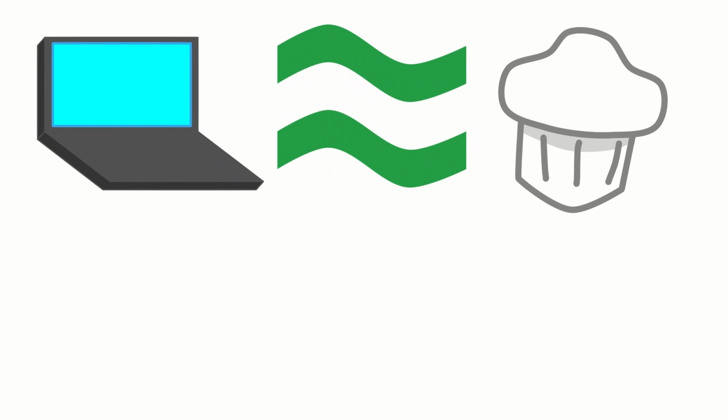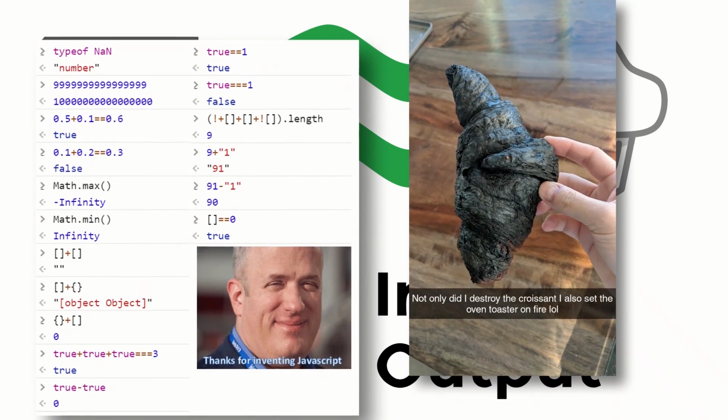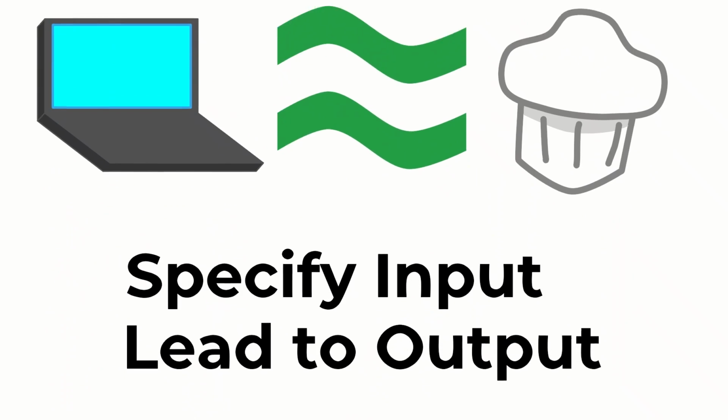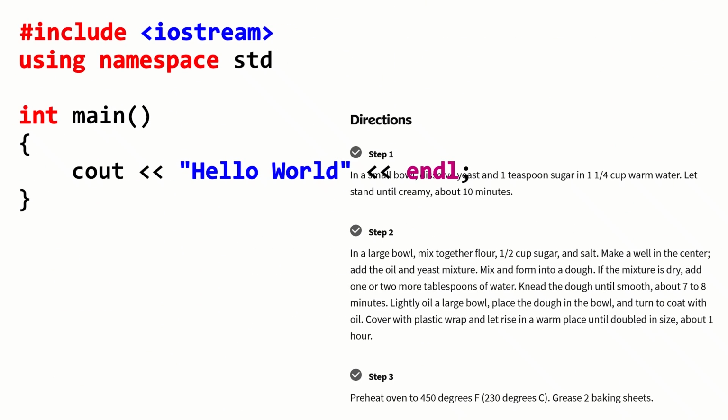Computer programs and cooking recipes are actually really similar when you think about it. They both specify a bunch of inputs, describe how to reach an output, and almost always end up going way worse than you would expect them to. Despite these similarities, however, if you actually look at them side by side, they couldn't look any more different.